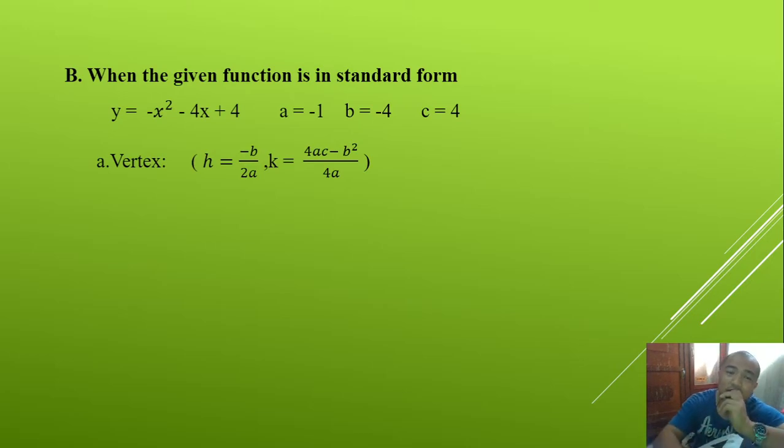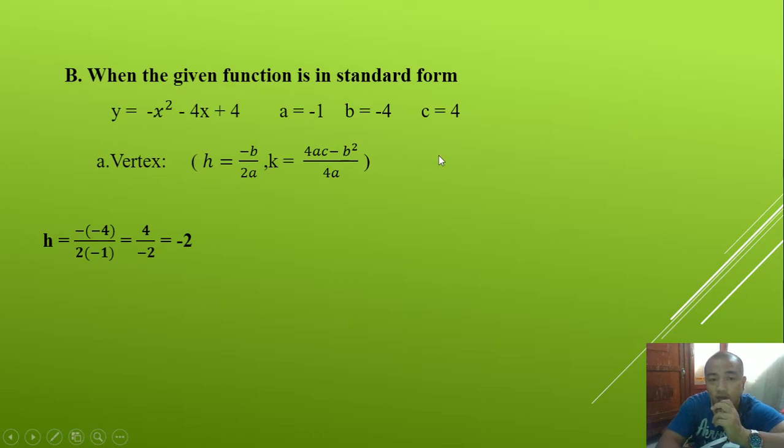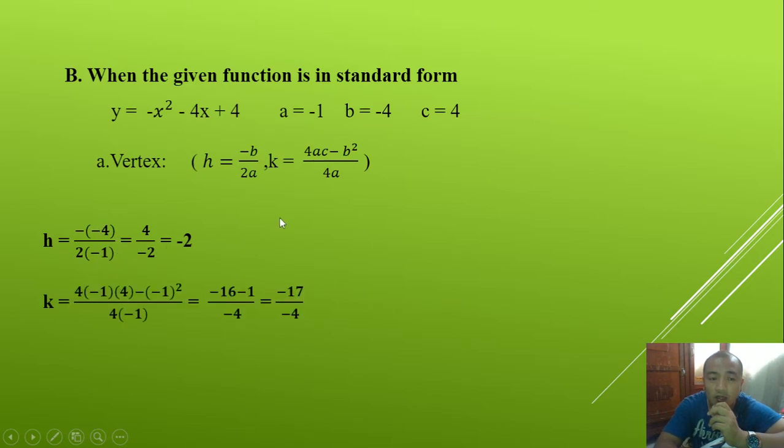Okay, time's up. What is h? H is... what? Negative 2. H equals negative 4 all over 2 times negative 1, which is negative 2. How about k?